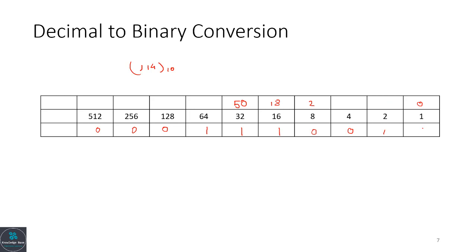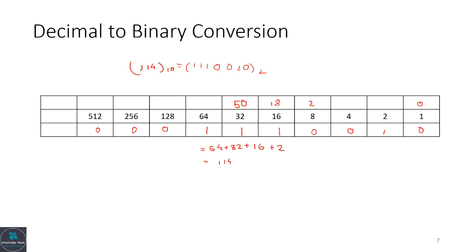Now, we cannot take 1. Now add these weightages. So I will get 64 plus 32 plus 16 plus 2. So 96 plus 16 is 112, plus 2 is 114. So its binary equivalent will be 1110010.